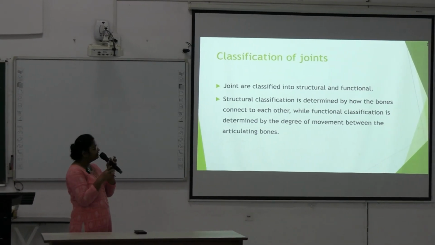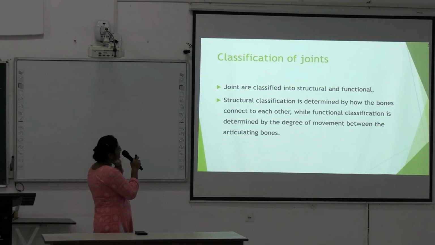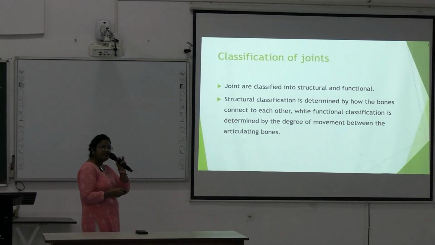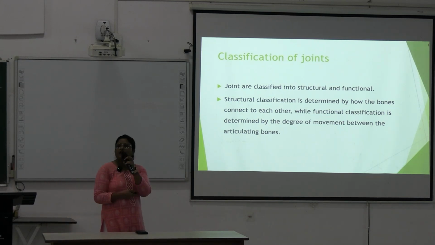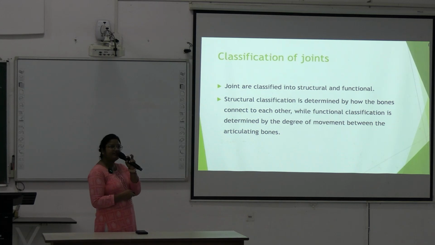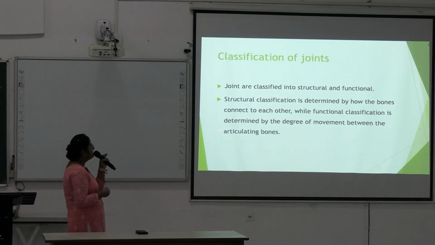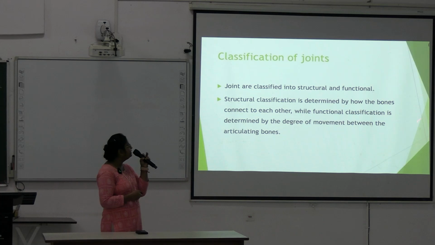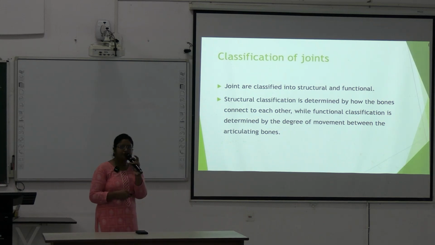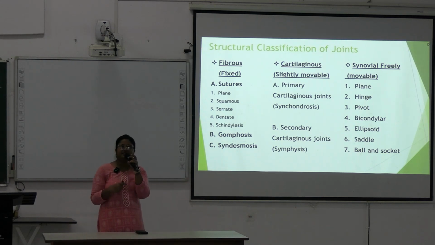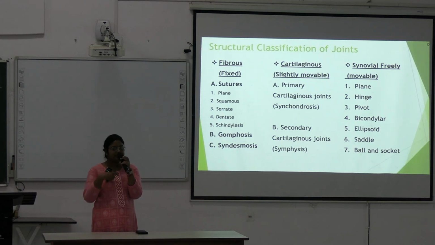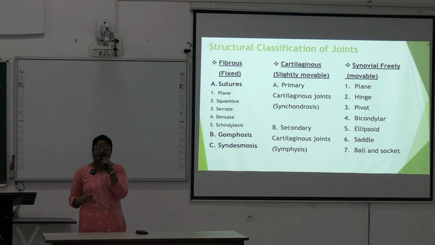Now we will classify the joints. Joints are classified into structural and functional classification. Structural classification is determined by how the bones connect to each other, while the functional classification is determined by degree of movement between the articulating bones. So first we will discuss the structural classification of the joint. This is very important. Very frequently asked in your bones Viva table and also important for your theory questions.